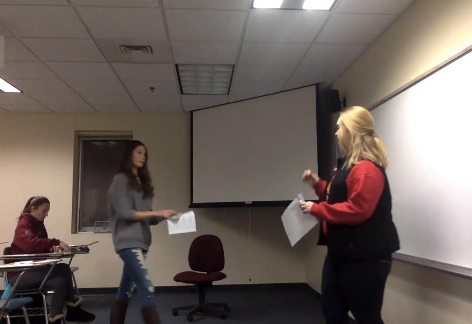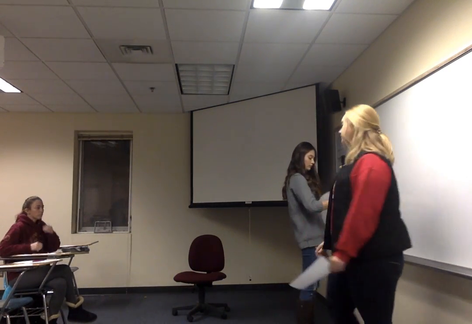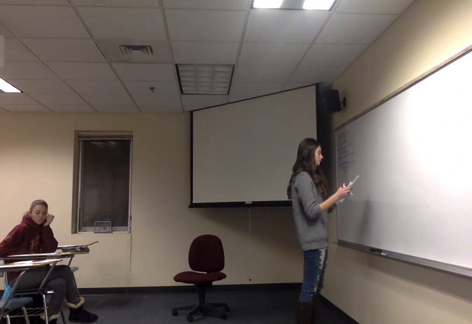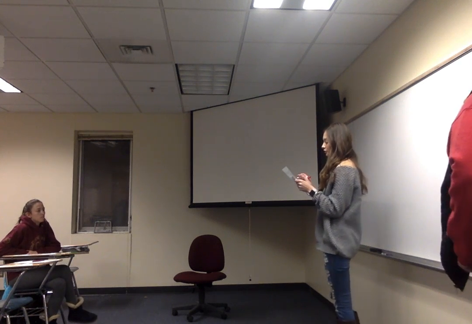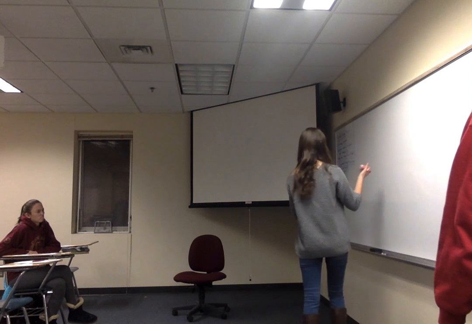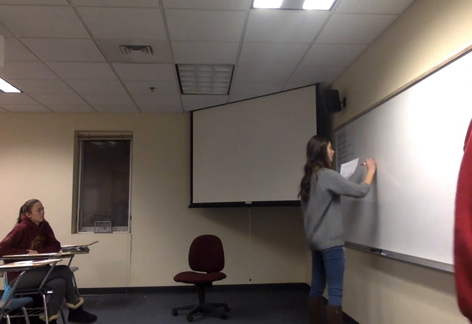Do you want me to draw my picture? Yeah, you can use red and blue if you need to show the 2 different squares or rectangles. So my question was, the picture below shows a picture frame. What is the perimeter of the inside of the picture frame? So I'll show you what the picture looks like.